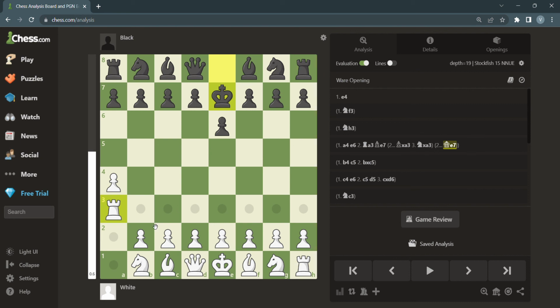How do rooks move? Vertically and horizontally. So rooks can move this way. They can't move through pieces. Nothing can move through pieces except for knights.